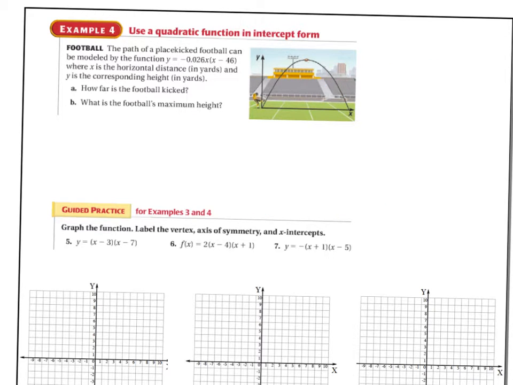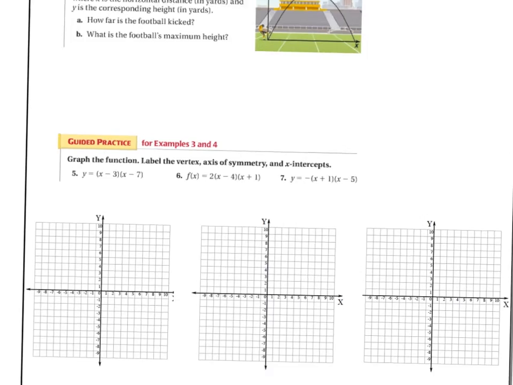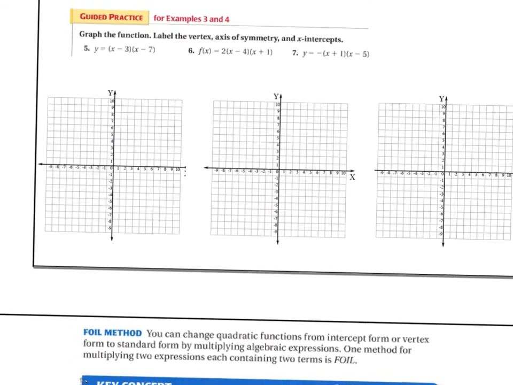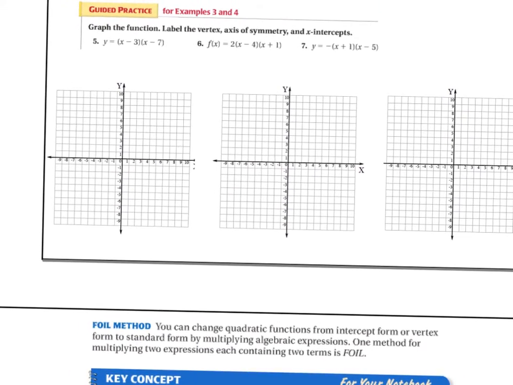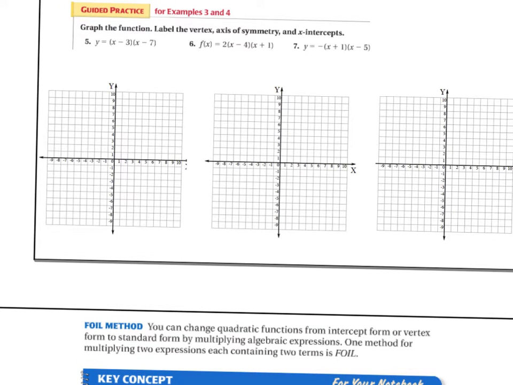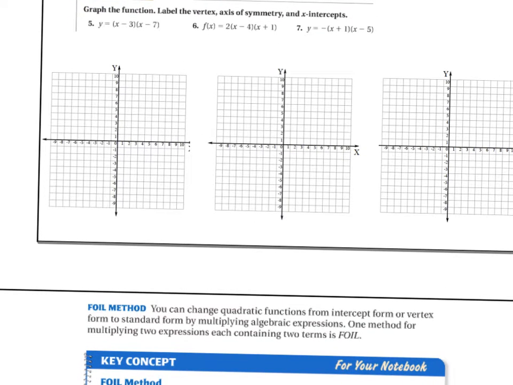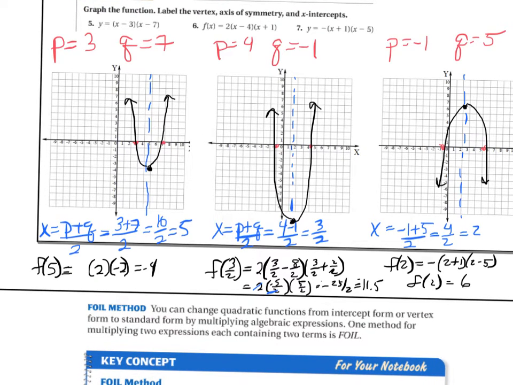Okay, so now let's have you practice using the intercept form here. So read the directions. They want you to graph the function and then label the vertex, the axis of symmetry, and the x-intercepts. So pause the video, do that, and come back when you're ready. All right, here are the answers I got, color-coded for you.